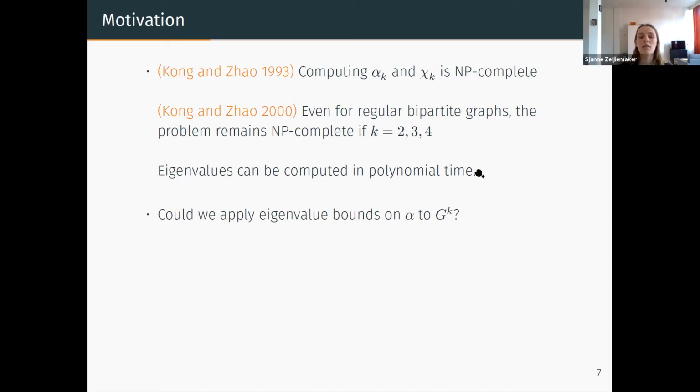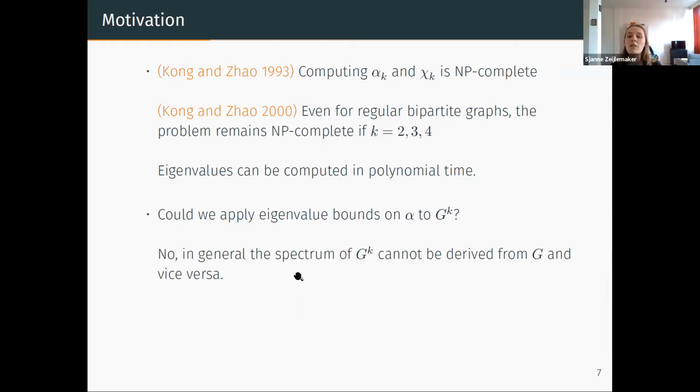Another problem is that perhaps the most straightforward generalization of eigenvalue bounds for the independence number doesn't really work as intended. Theoretically, what we could do is take an upper bound on the independence number and apply it to this kth graph power. By definition, that gives an upper bound on the k-independence number. However, we don't know in general anything about the spectrum of a kth graph power. Given the graph itself, we cannot say anything about this. And what we want, therefore, is to have an upper bound that only depends on the spectrum of the graph itself.